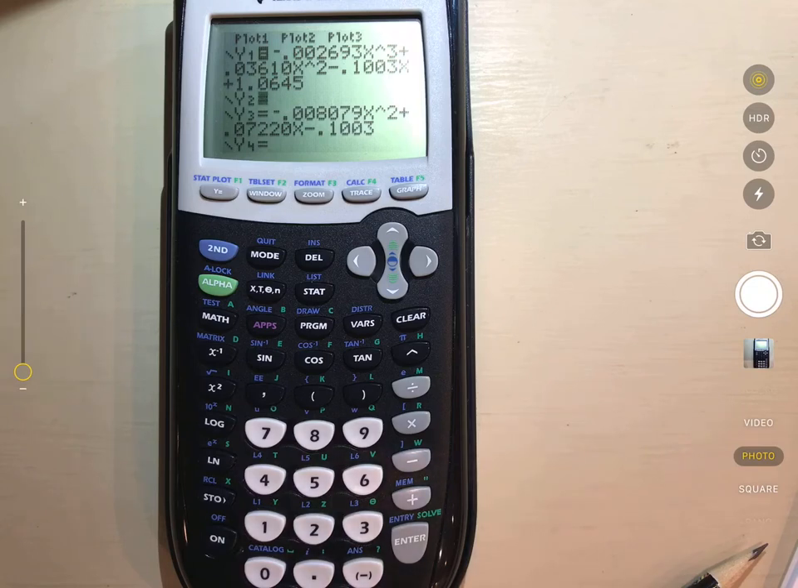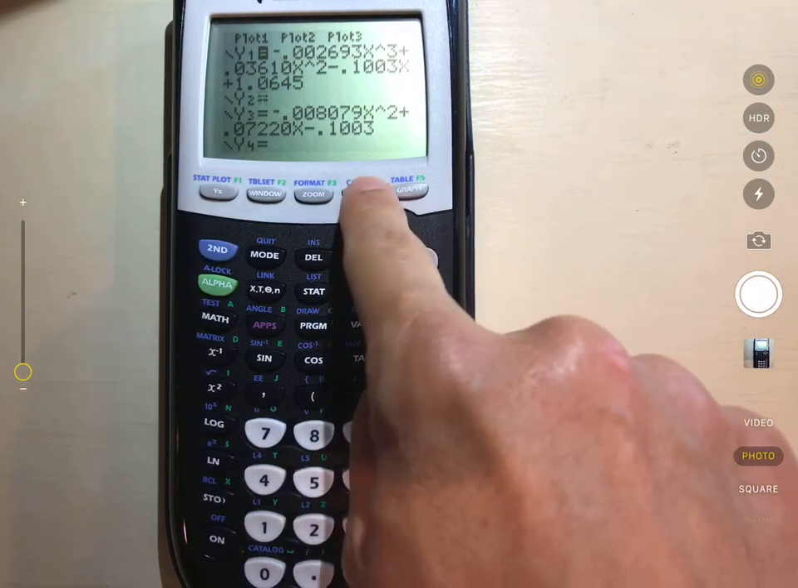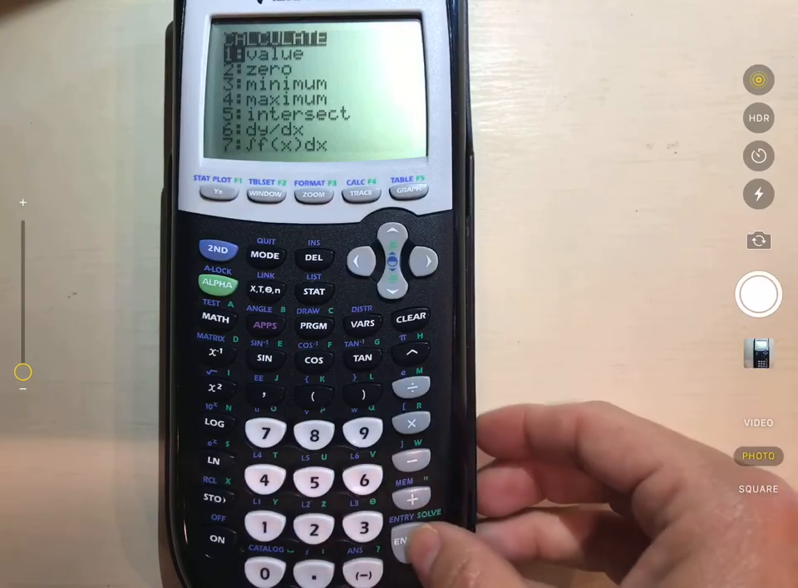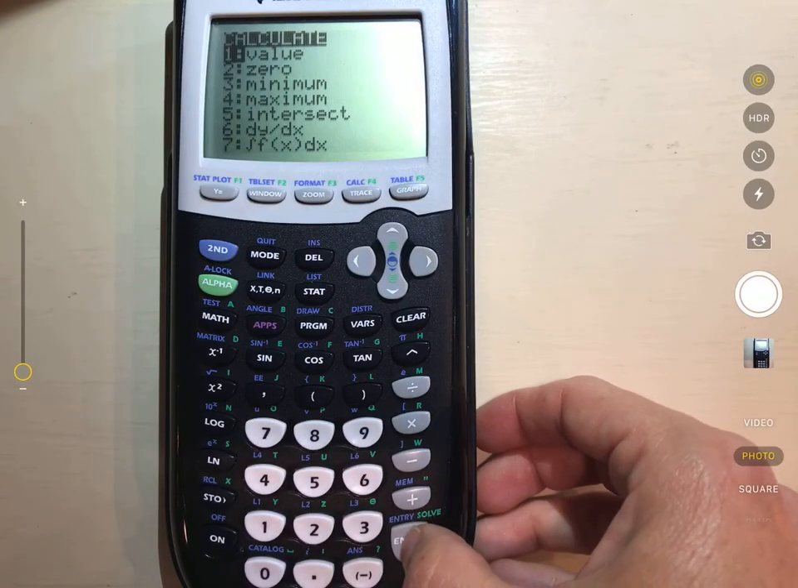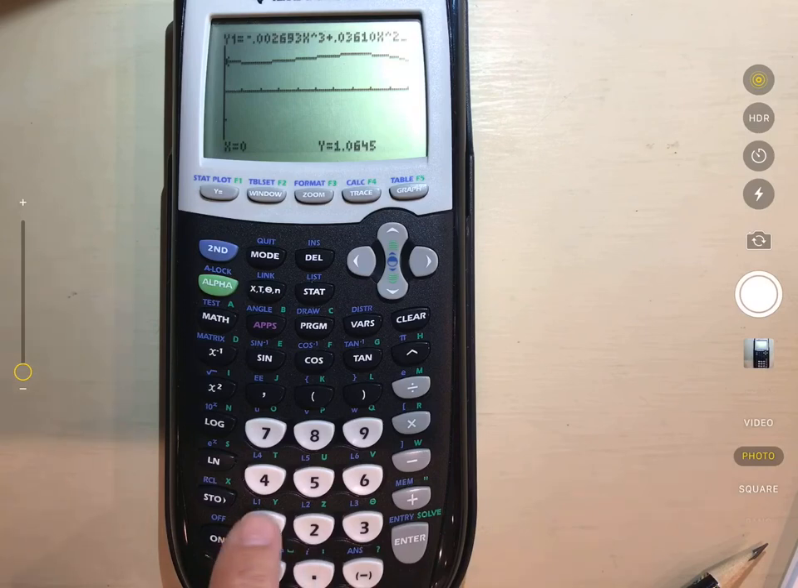So if you notice, I turned on my original because I want to evaluate those three numbers in my original function. Now that my original is turned on, I'm going to go second, I'm going to go trace, and I'm going to push number 1 for value. I want to find the value of my original function. So this is the graph of my original function now. I want to find the value of my original function when x is 0. Remember, that was our first endpoint.